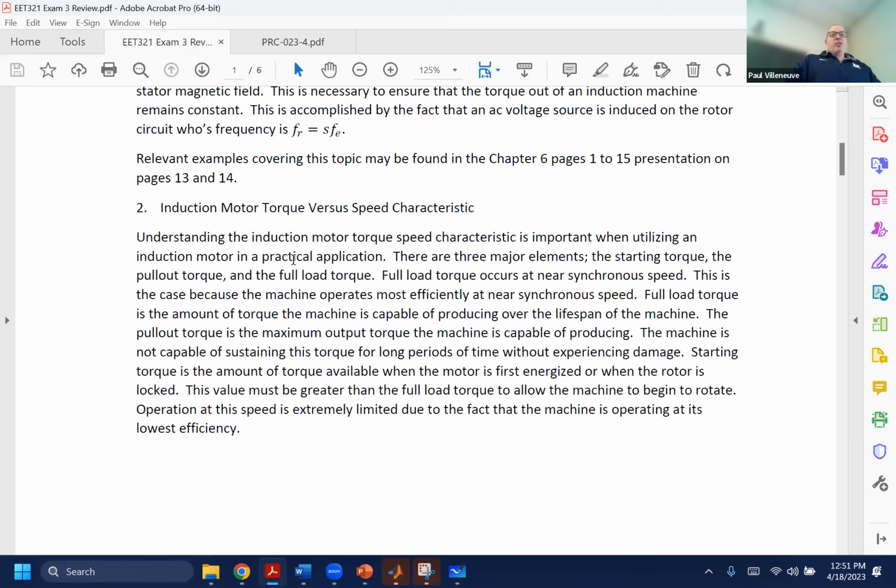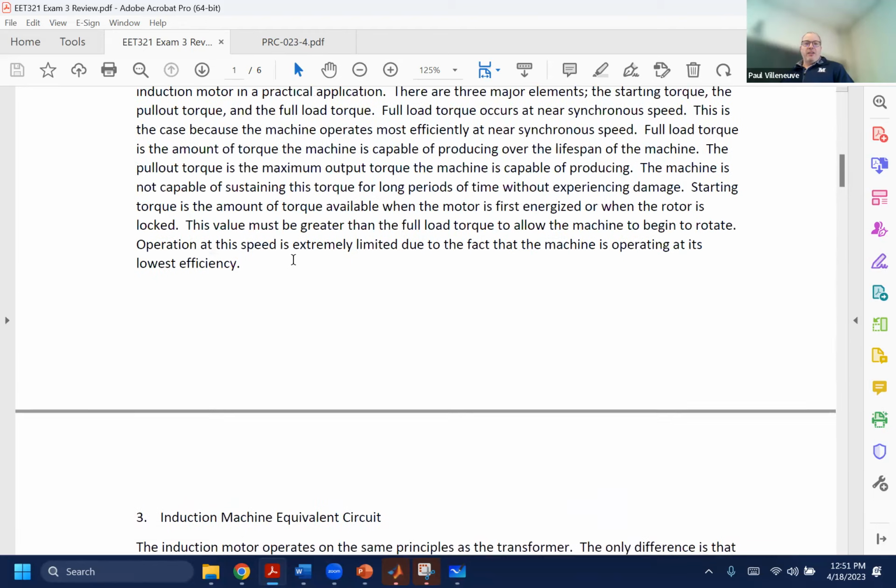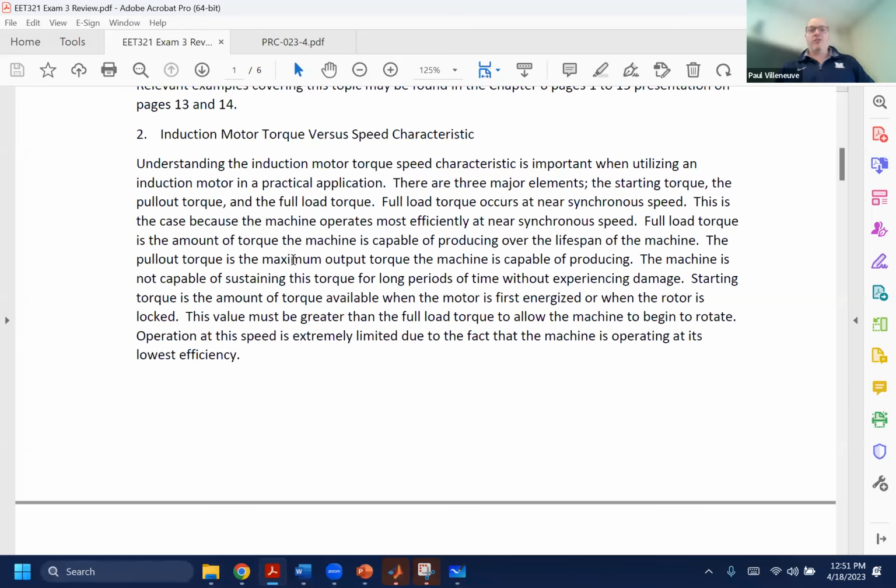So our torque versus speed characteristic, we saw, usually went between a slip of 1, which is 0 RPM, all the way up to a slip of 0, or whatever synchronous speed was going to be. And we saw, I'll just draw one, that oftentimes it looks something like that, right? So that was our torque versus speed characteristic.